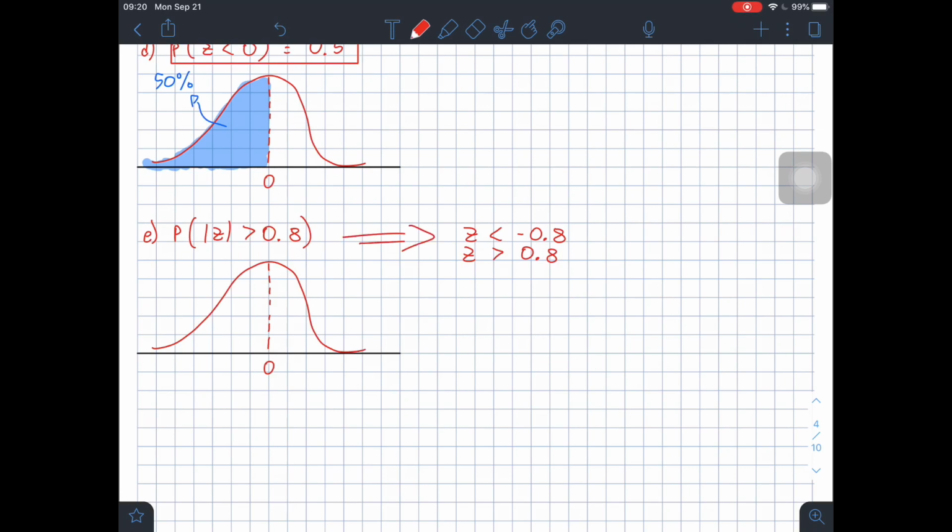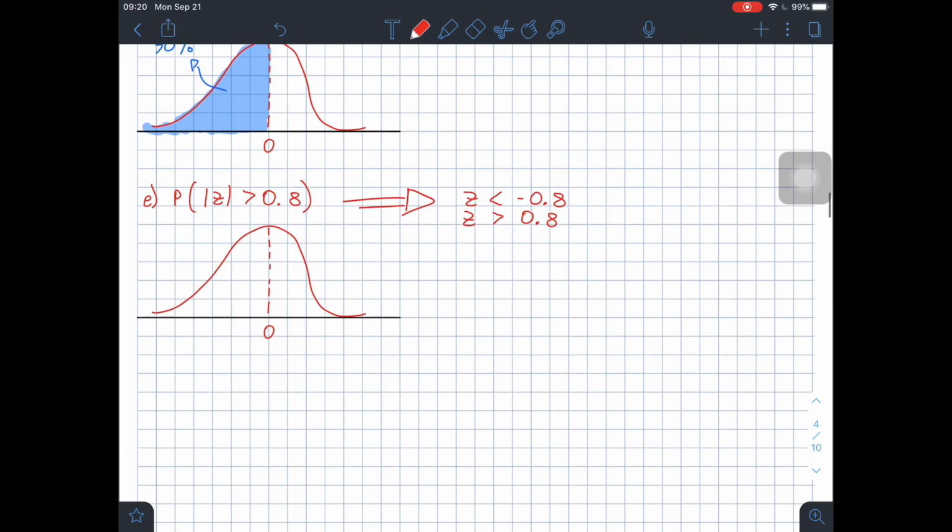This is what the absolute value is telling us to work with, okay? So if we do the sketch, it would look something like this. I'm going to mark negative 0.8. Negative 0.8 could be maybe somewhere around here. Remember, this is only a sketch. Negative 0.8, and positive 0.8 could be somewhere here, for example, right?